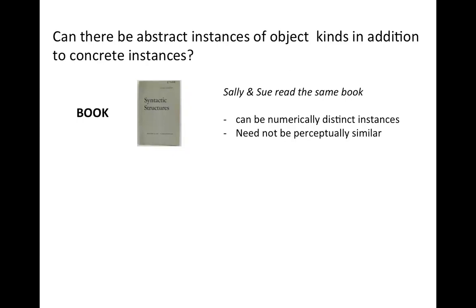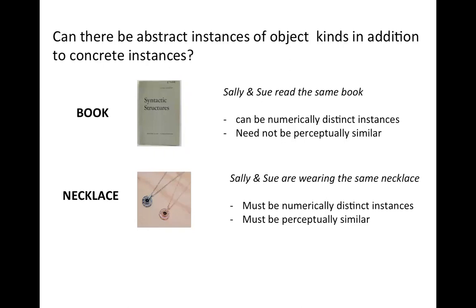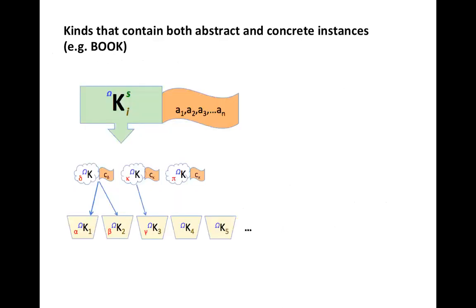So when Sally and Sue read the same book, it could be that there are numerically distinct books that they both read, and in fact, they don't need to be even perceptually similar to one another. Similarly, Sally and Sue are wearing the same necklace can be true when there are distinct necklaces that Sally and Sue are wearing, not one big necklace that they're both wearing. But in this case, it has to be that the distinct necklaces that Sally and Sue are wearing are perceptually similar. They don't have to be identical, but they do need to be perceptually similar.